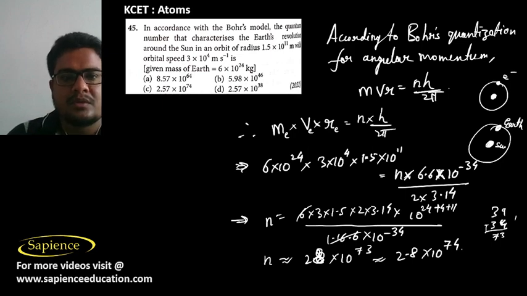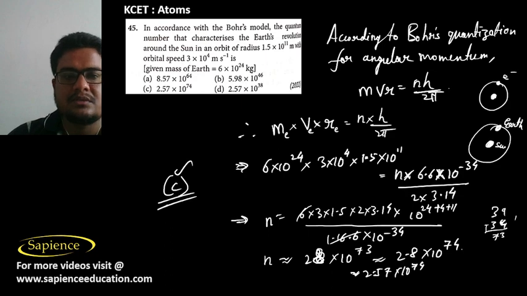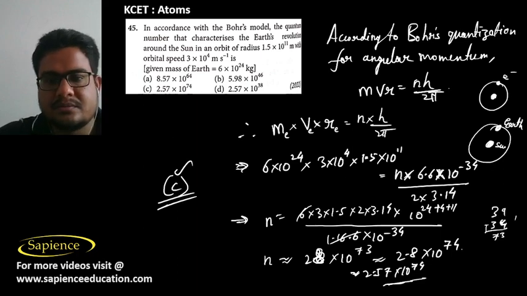So which is approximately 2.57 into 10 power 74. So it is of the order 10 power 74. So option C is the correct answer. So this is the quantum number for the Earth's orbit around the Sun.